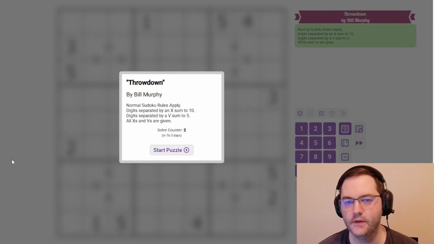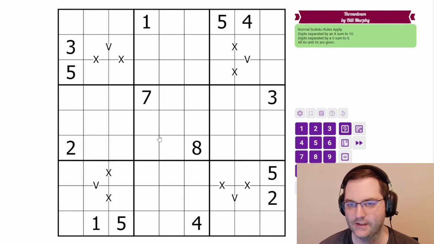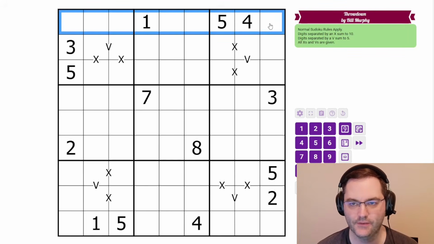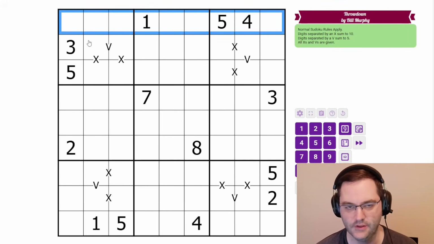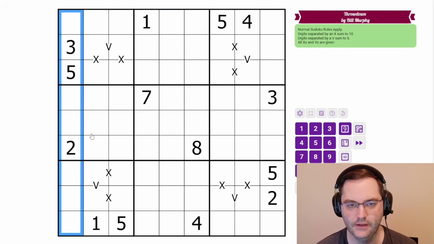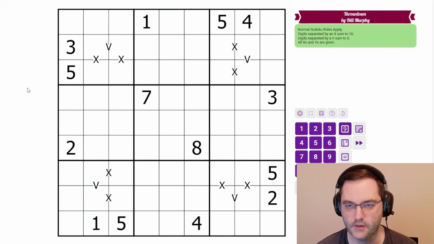I'm Philip Newman. Today I'm solving Throwdown by Bill Murphy. This is an XV Sudoku. I did not say XV pairs. This is an XV Sudoku with a negative constraint. So we have normal Sudoku rules, 1 to 9 in each row, column, and 3 by 3 box.